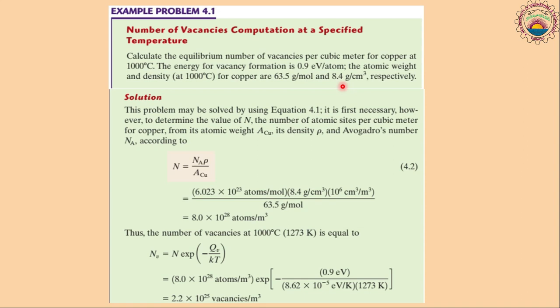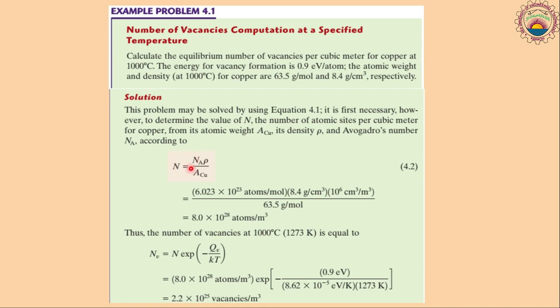So using the equation for the equilibrium number of vacancies in any material at a particular temperature, we can find that out. But for that, we need to find this N. And what was the N? N was the number of atomic sites. So first we will find out this N, and you can find this by using Avogadro's number. That was the number of atoms per mole of the material.